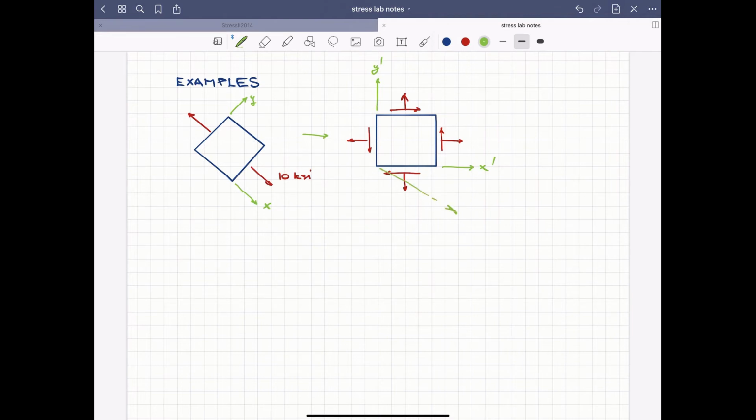I'm looking first at the rotation angle. The rotation angle goes from the original x to the final x prime, which is in our situation a rotation that's counterclockwise. That means the theta value must be a positive number.